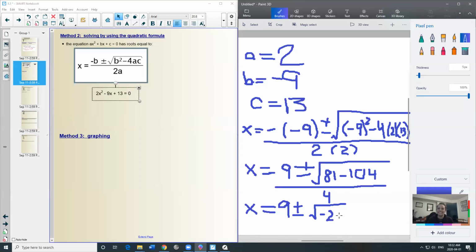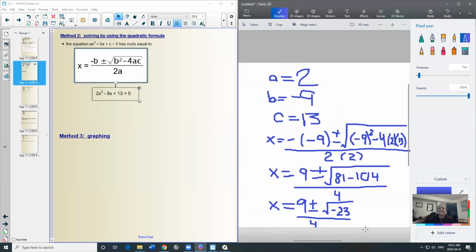Negative 23. Now, if we were working in the imaginary number system, everything would be fine, but we're not. We're working in a rational number system, so we can't have negatives under the root sign. So in a case like this, unfortunately, we have to stop here. There is no solution. So you would finish off by writing a sentence, there is no solution to the system.